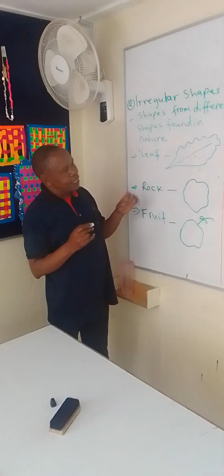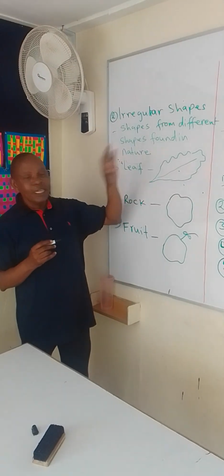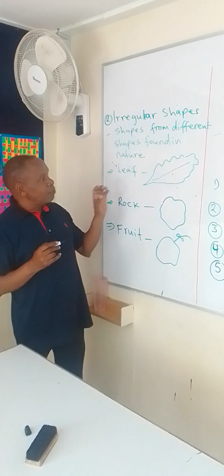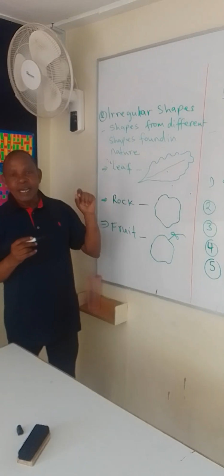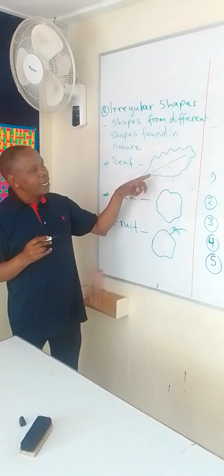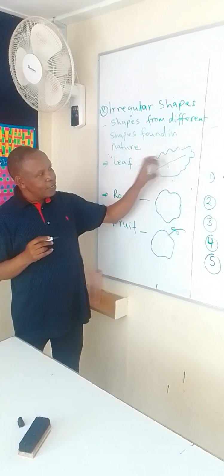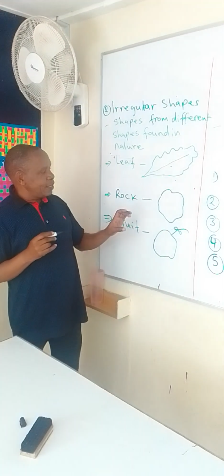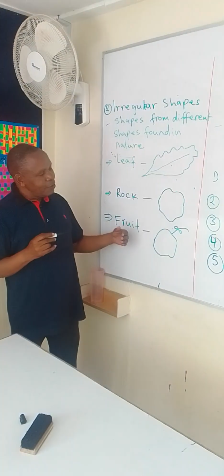On this other side we have another type of shape which is known as irregular shapes. Irregular shapes are shapes which you find within nature. They don't have any particular form. For example, if you draw a leaf, we have different types of leaves. Every tree has its own shape of leaves. So a leaf can be in different forms. They don't have the same kind of shape. They are varied. Then, for example, you take a rock. Rocks have different shapes.